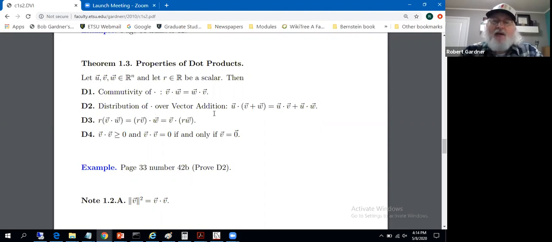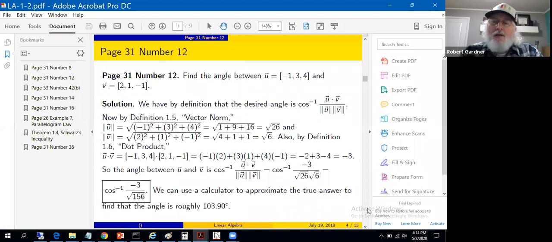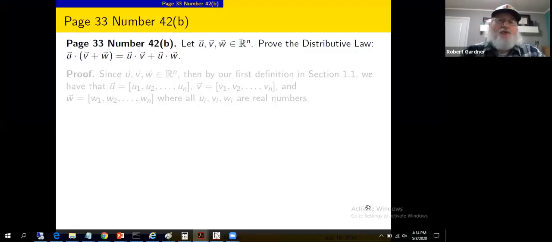Let's go through the proof of this distribution one. Distribution of dot product over vector addition. Proof of the distribution law. All right, how do you think we're going to do it? These are vectors in Rn. Let's write them in terms of components. And then your best friend becomes the definition of vector addition and dot products.